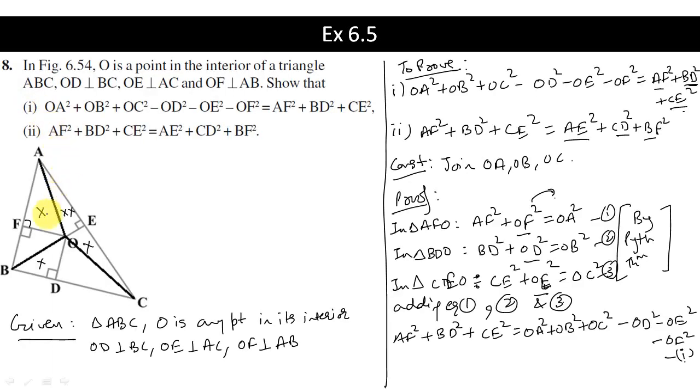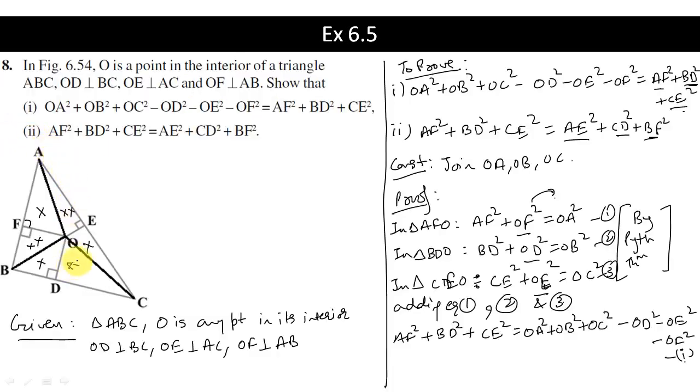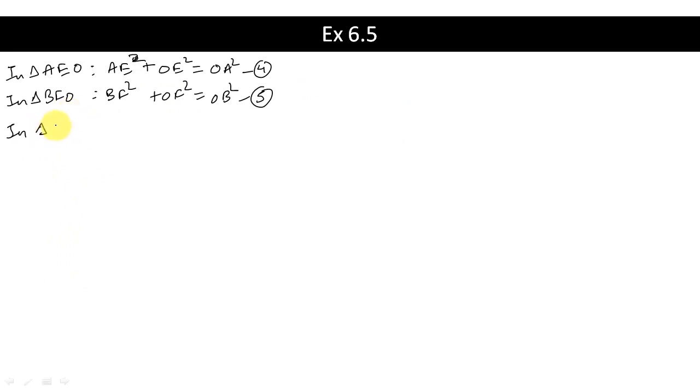In triangle BFO, because we need to find the value of BF. So in triangle BFO, BF square plus OF square is equal to OB square. This is equation number 5. And in triangle ODC, CD square plus OD square will be equal to OC square. Equation number 6 by Pythagoras theorem.